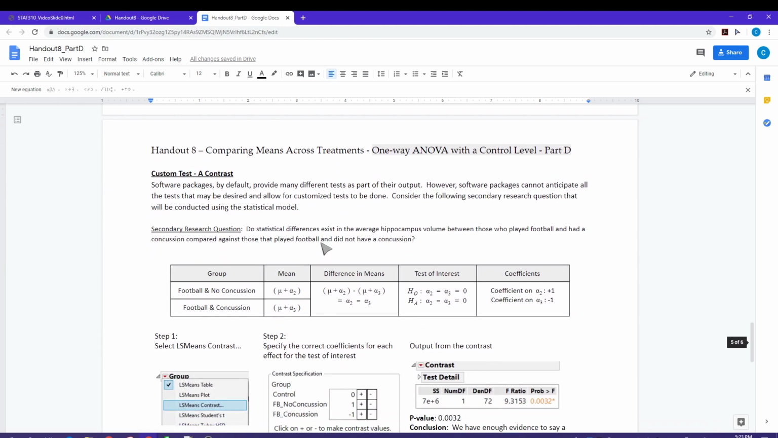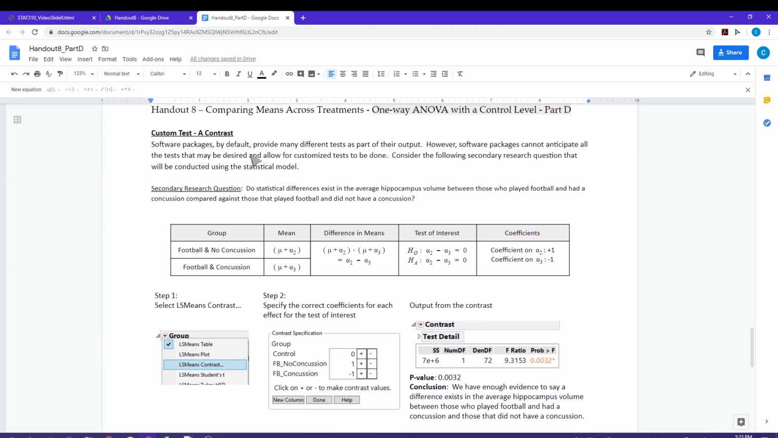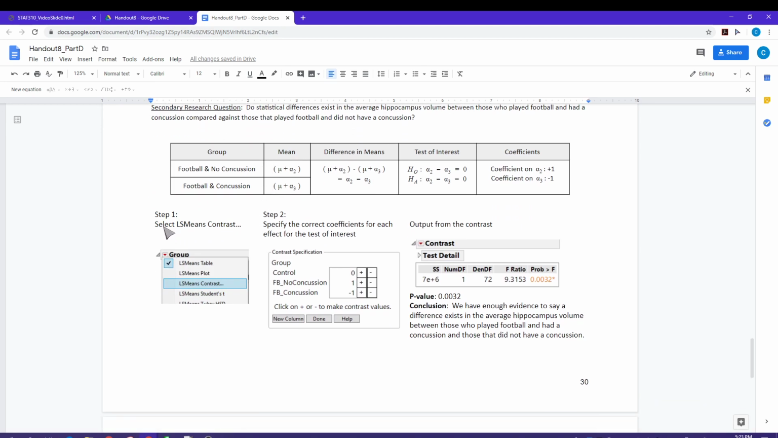So I can create a custom test, or what's called a contrast, inside of JMP. To do that, from my LS means, I'm just going to select LS means contrast here.